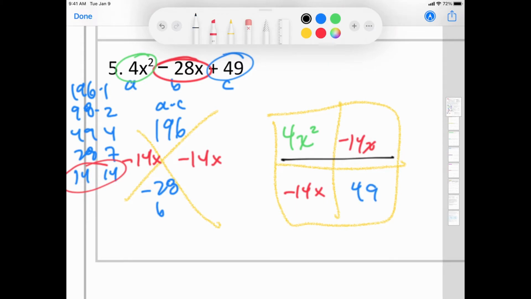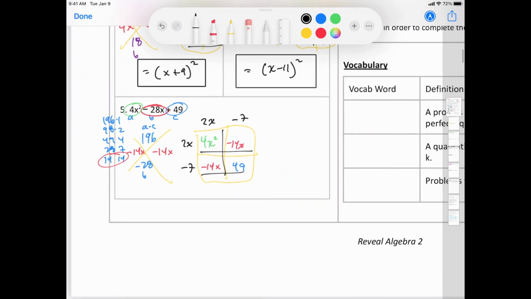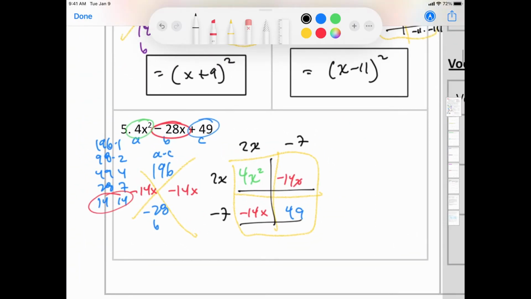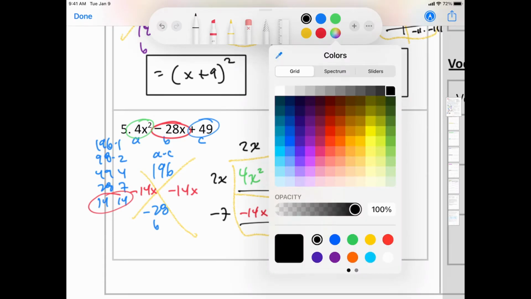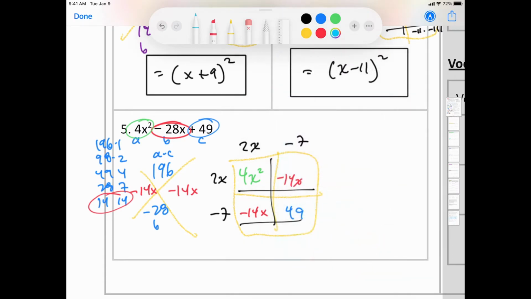GCF going this way, pay attention, is 2x. Going this direction, minus 7. This direction, 2x, because 2x times 2x is 4x squared. Remember how to check your answer? You just multiply on the outside. This one will be minus 7. So our answer is going to be 2x minus 7. You have 2 of those, so it'll be squared.